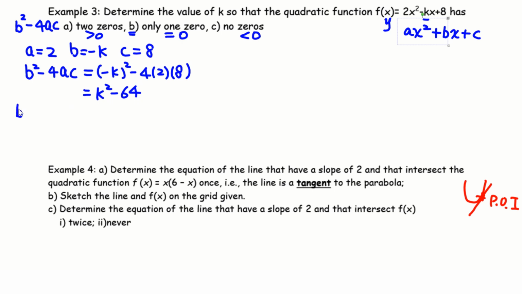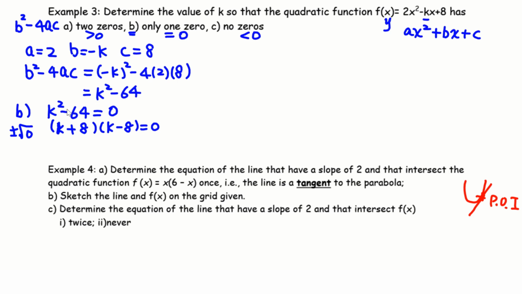So for only 1 zero, we need b squared minus 4ac, under the plus minus square root, to be 0. Then you will have only negative b over 2a as the zero. So we write k squared minus 64 equals 0 and solve it. You could do factoring. It is the difference of squares: k plus 8, k minus 8. Or you could isolate, because you have only one variable k in this equation.